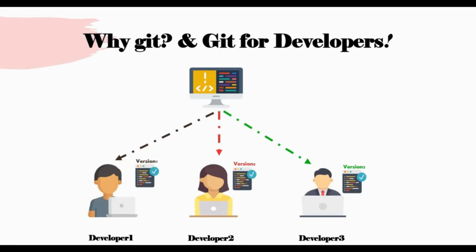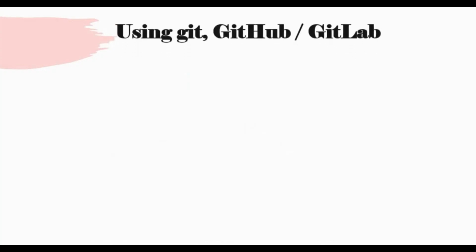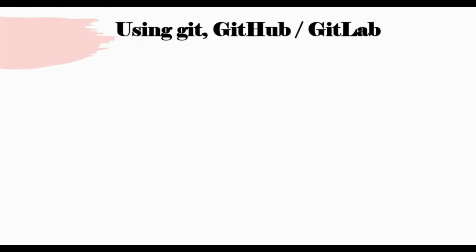So that is the problem without a source code or version control software. That is why now we'll see how GitHub or GitLab helps us. Using GitHub and GitLab, because Git is a locally installed software, will help track these changes on the local machine as well.